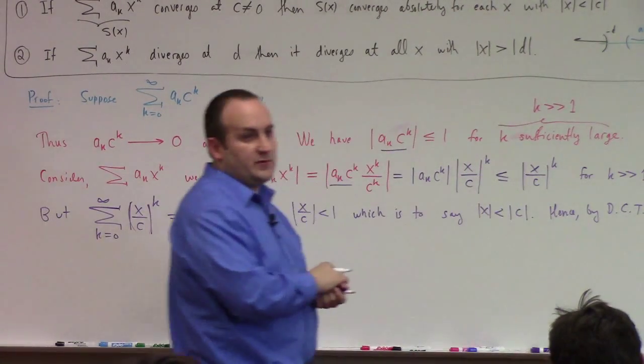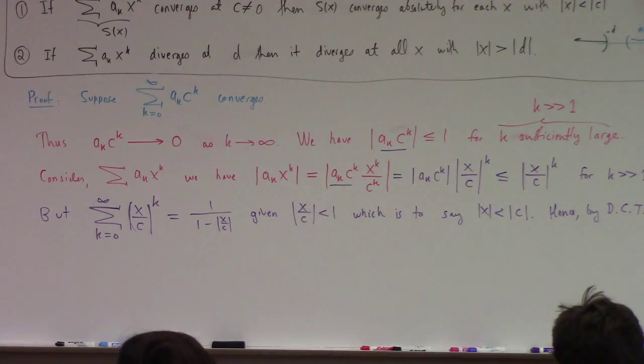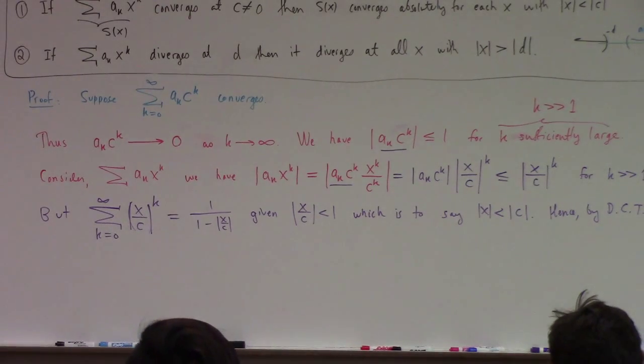We've just proved the absolute convergence by direct comparison to the geometric series formed by the quotient of x over c to the power k. Does that make sense? I think it makes sense.